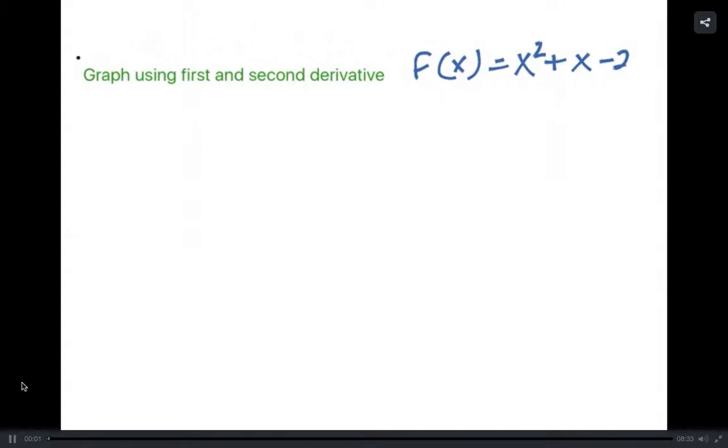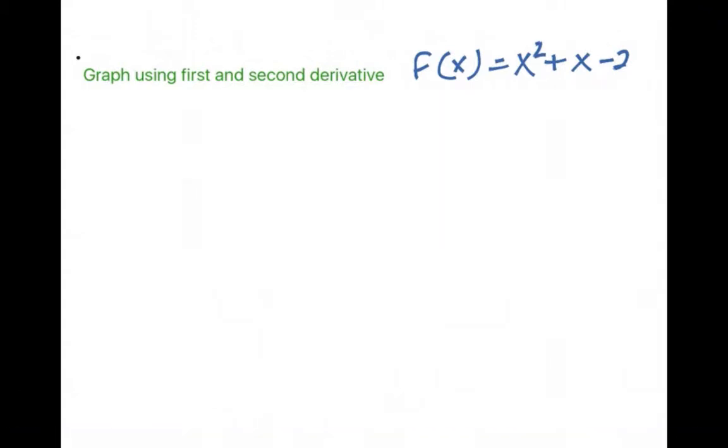Today we're going to learn how to graph using the first and second derivative. Our main function here shown is f(x) = x squared plus x minus 2. The function is a very basic quadratic, but we can easily graph it using calculus.